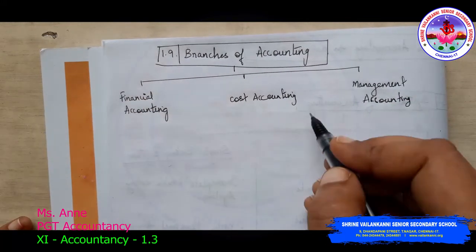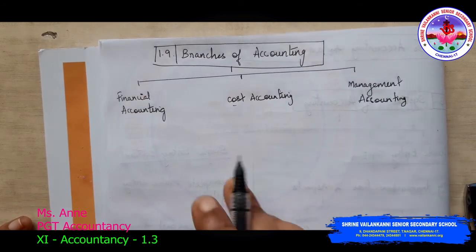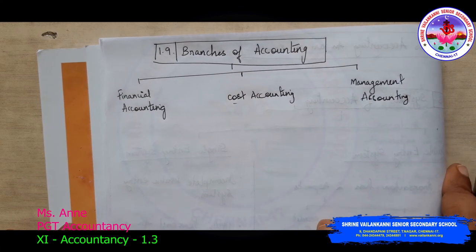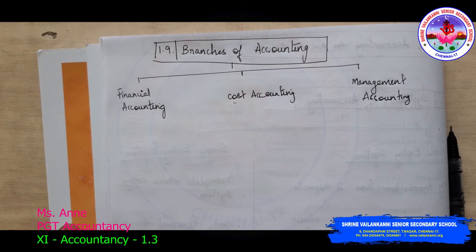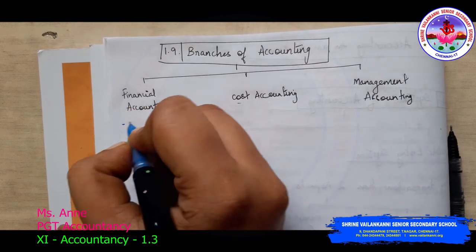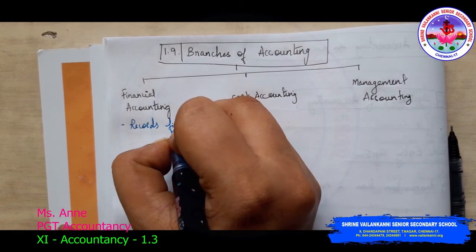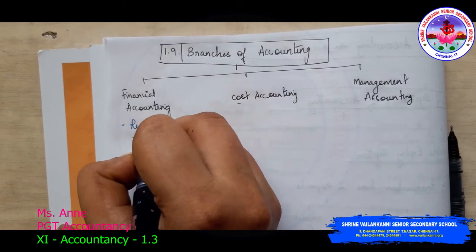So there are other accounting called cost accounting and management accounting that you will be learning in your higher education. So financial accounting is basically the branch of accounting which records financial transactions.